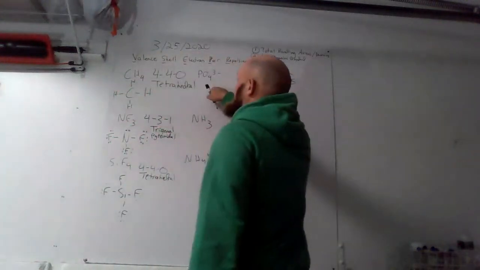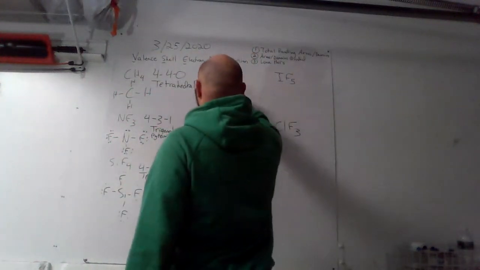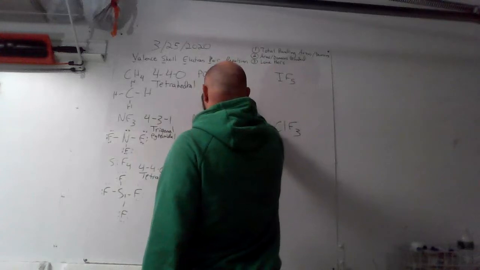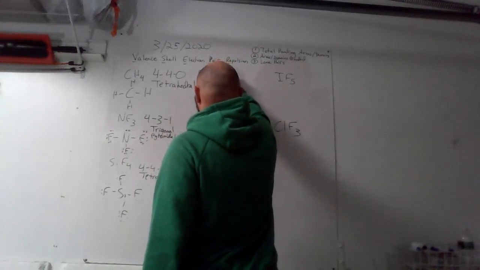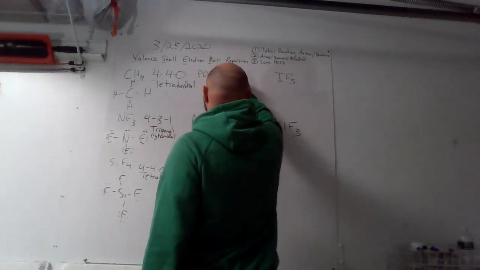Okay, let's try a polyatomic here. PO4, 3 minus. So I have my P with my 4 O's. Okay, distribute my electrons.